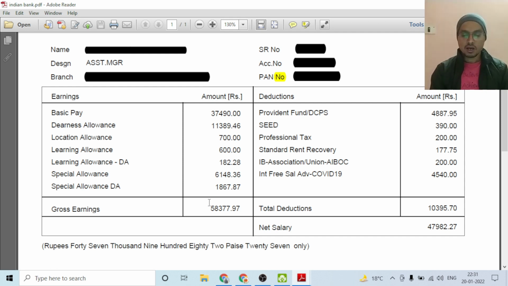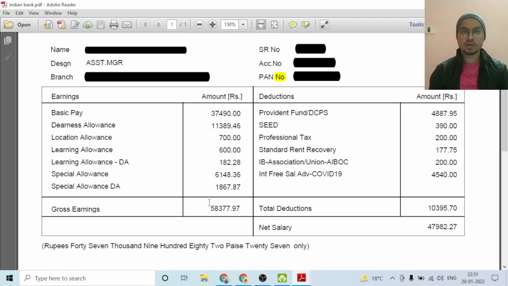Now the sixth one is the IB association, which is a 200 rupees contribution to the union. The last one is the interest free salary advance, meaning the person has taken a salary advance from the bank in need of money. The total deduction is almost 10,395 rupees. So what is the net salary? That will be the gross earning minus deductions, that is 47,982 rupees 0.27. That will be your in-hand salary, and that amount will be transferred to your account. So you can see here the total salary structure of Indian Bank.